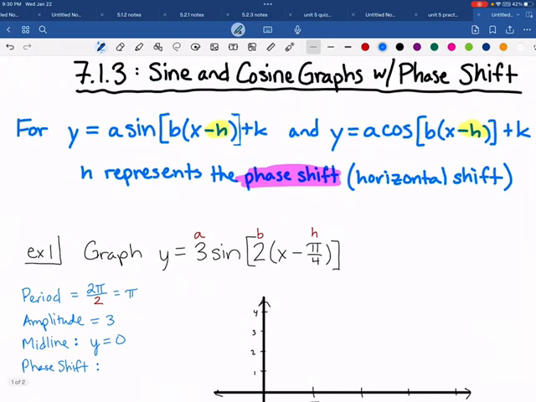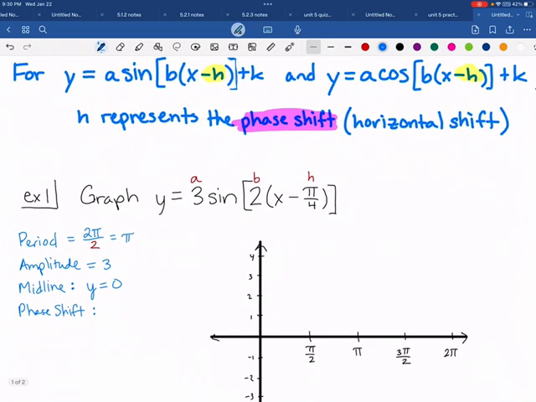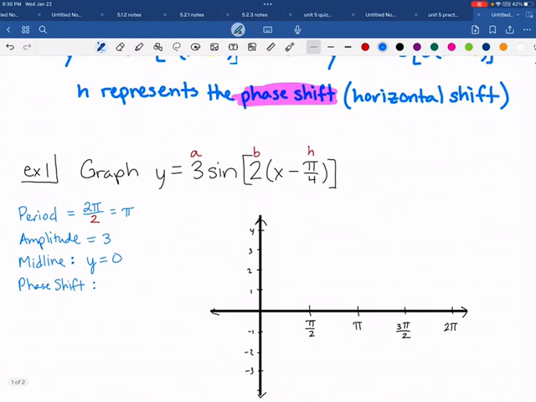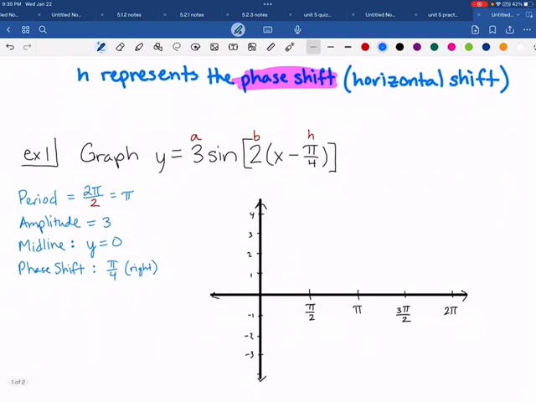Now, just keep in mind, phase shift is like any other horizontal shift. It's the opposite of what we see there. It's minus h, not plus h. So in this case, my h would be pi over 4, and because it's minus pi over 4. If it was plus pi over 4, it'd be negative pi over 4. And what I'm saying there is I'm shifting to the right pi over 4. So this function is getting shifted to the right.